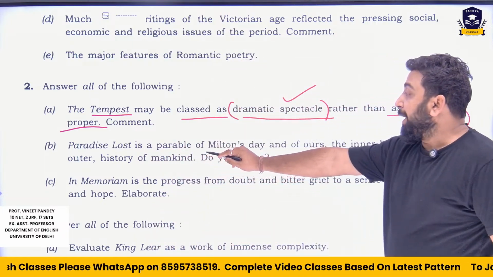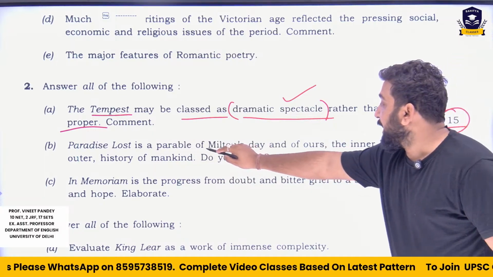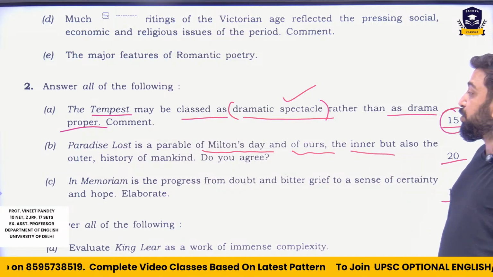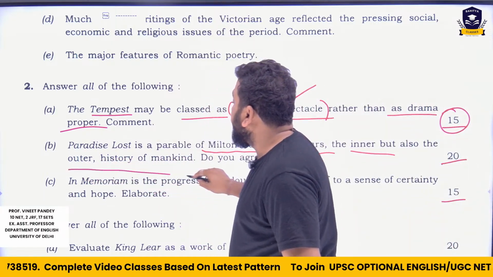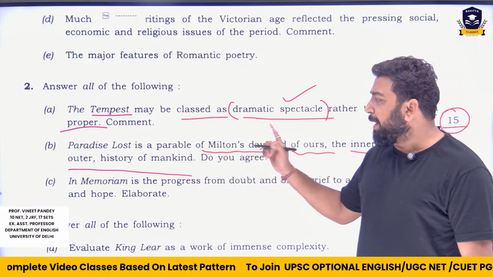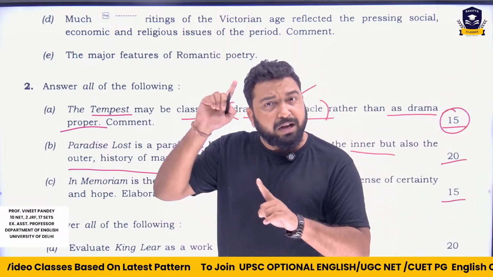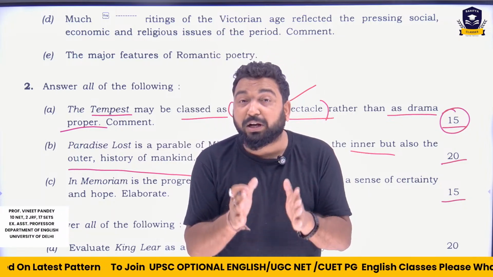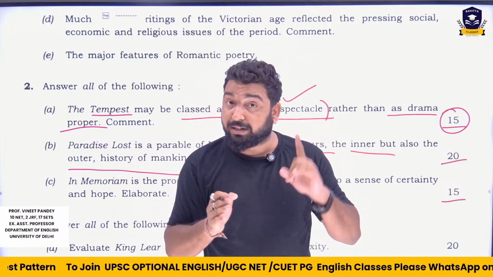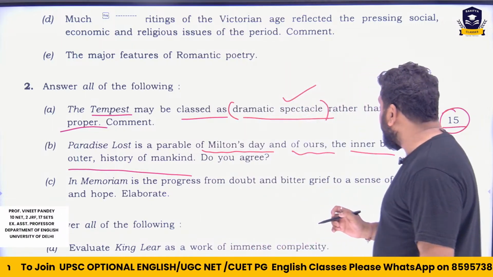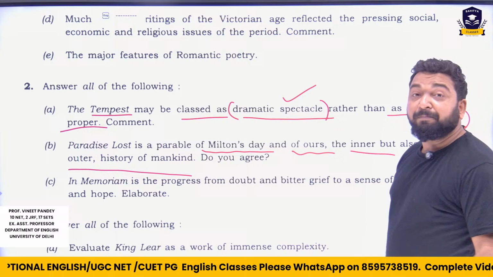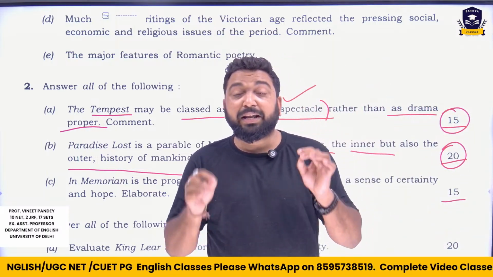Then, Paradise Lost is a parable of Milton's day and ours, the inner but also the outer history of mankind. Yeah, he just wants to say that Paradise Lost, Satan's condition, and Milton's condition and our condition are aligned. This is actually a proper study of how Paradise Lost is relevant today. Again, a tough question, and this is of 20 marks. This cannot be answered without any expertise.